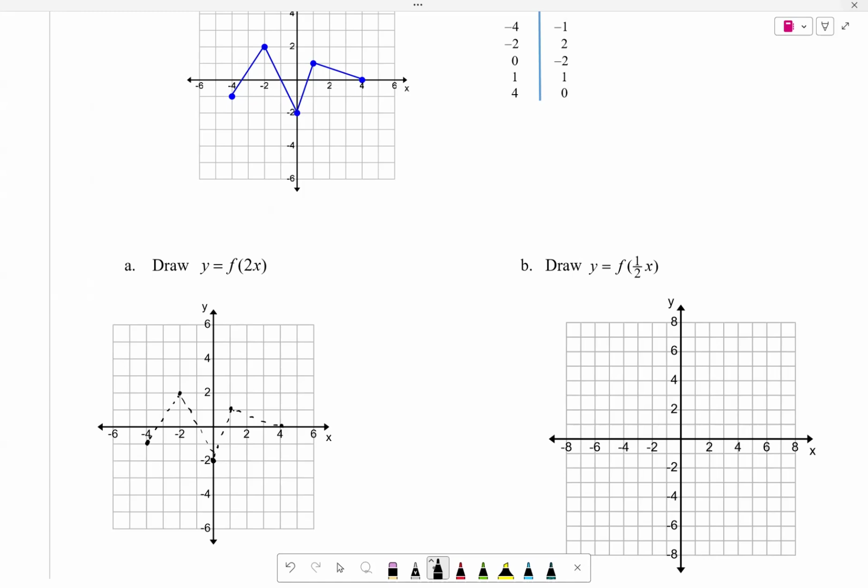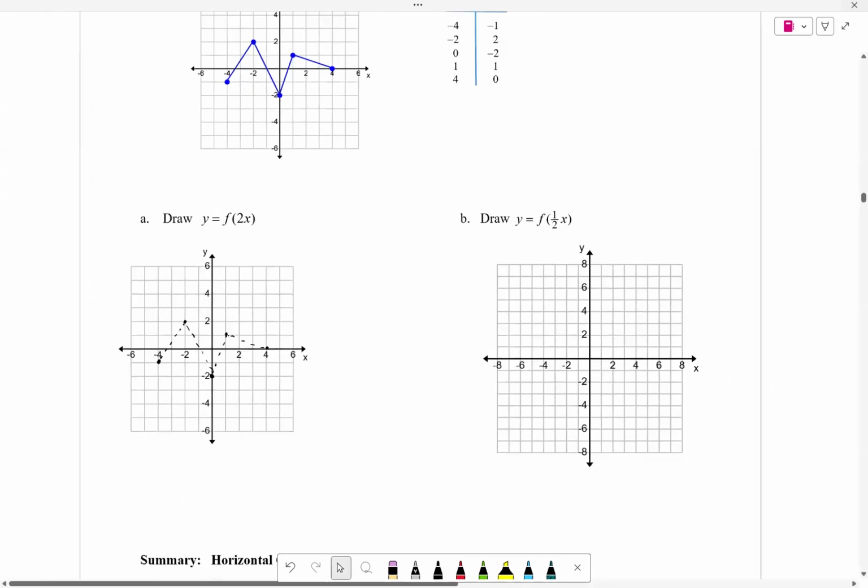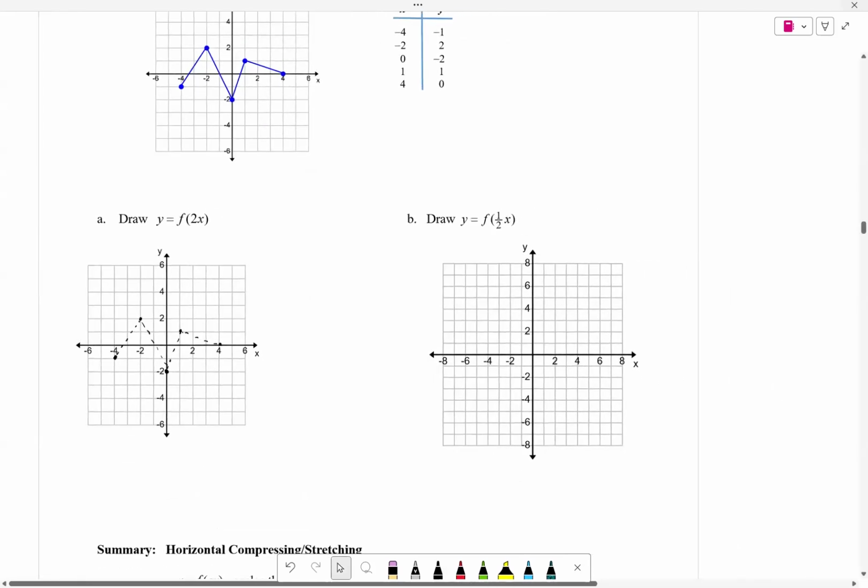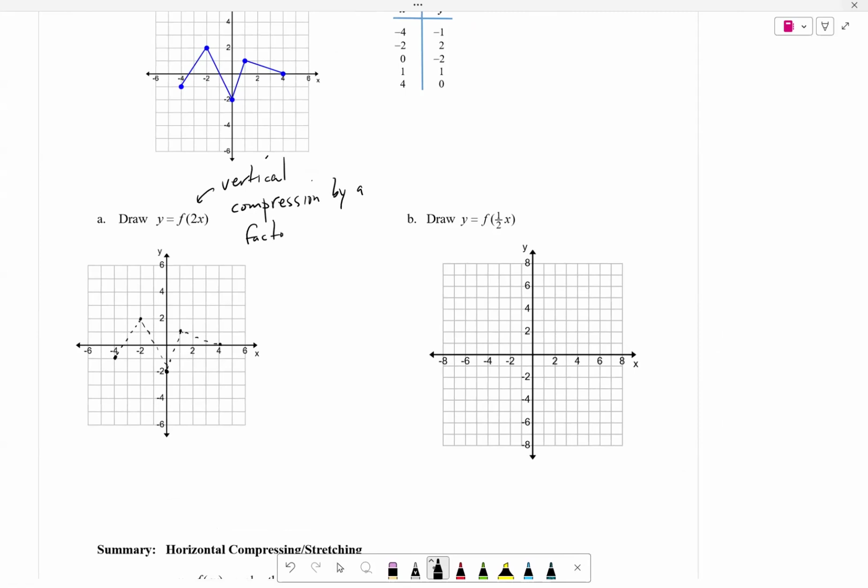So that 2 on the inside actually results in a horizontal compression, in this case by a factor of 1/2, which I know is weird, is counterintuitive. Anytime it's on the inside of the function, counterintuitive. Horizontal compression by a factor of 1/2. And the 1/2 is just, of course, a reciprocal of whatever that is.